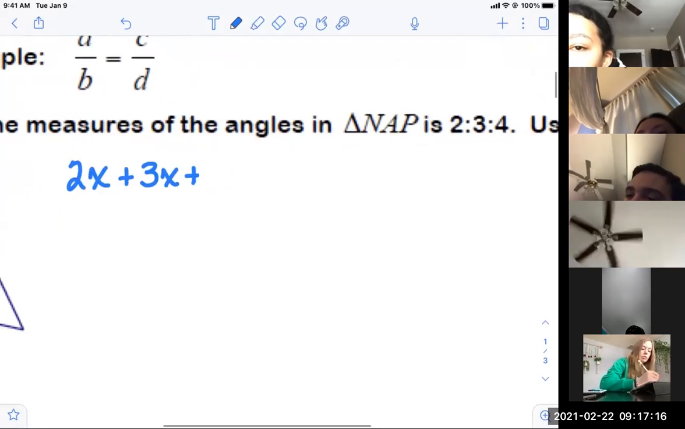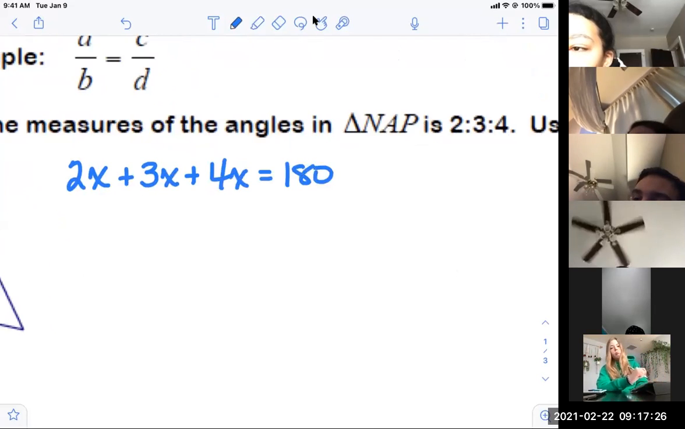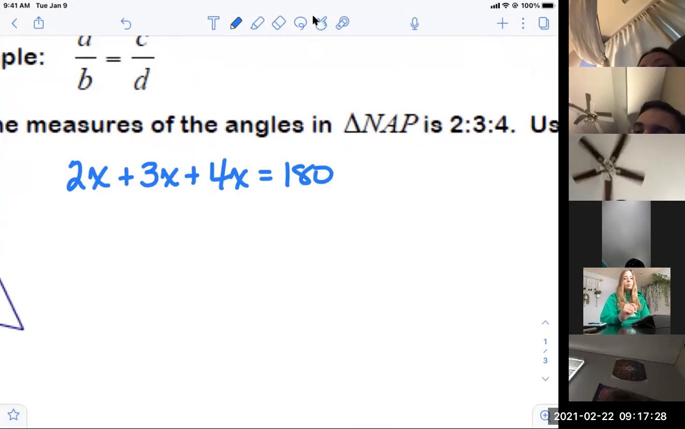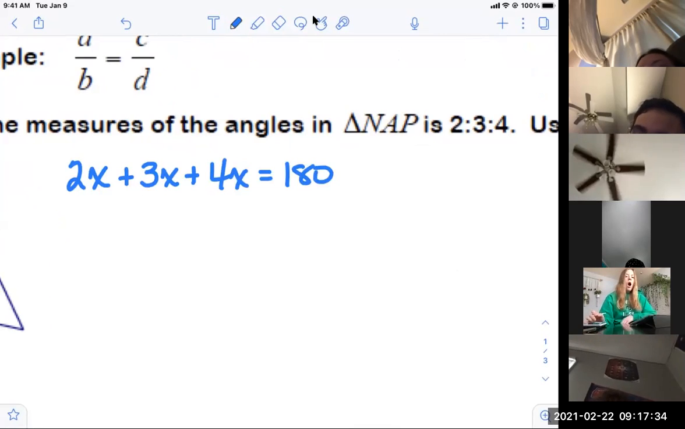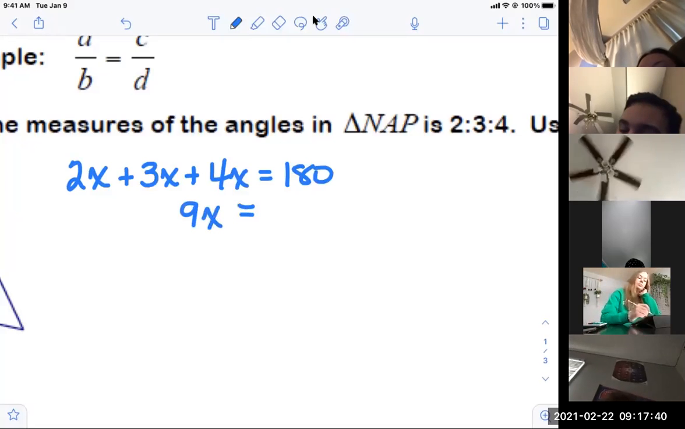2x, 3x, and 4x is equal to 180. Whatever x comes out to be, that's kind of like a common multiplier. So it's what you can multiply 2, 3, and 4 by to get them to add up to 180. All right, so what is that? Let's see, 9x equals 180.